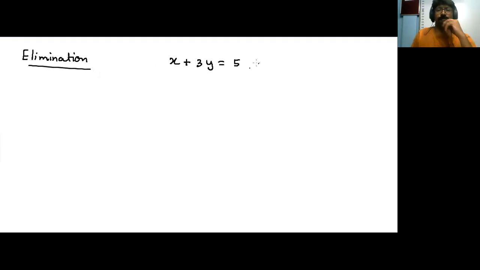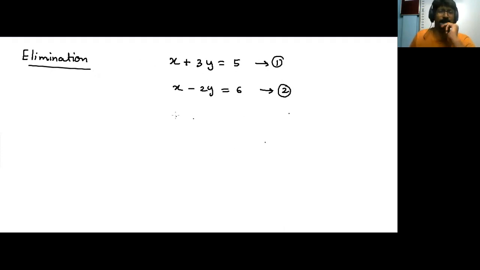Now what do you mean by elimination? Elimination method is something like this. Suppose you have two variables, like x plus 3y is equal to 5. This is one equation. And the second equation is x minus 2y is equal to, let's say, 6. So these are the two equations, and we're supposed to solve this for the values of x and y. How are we going to do this?